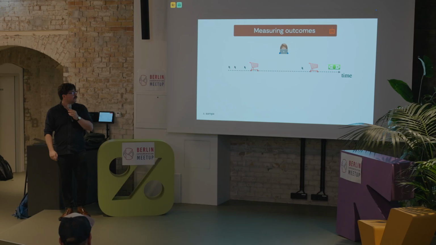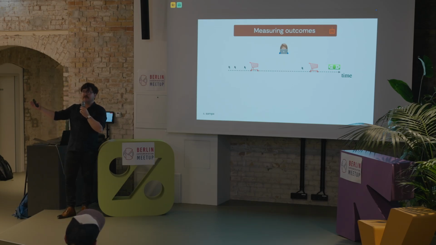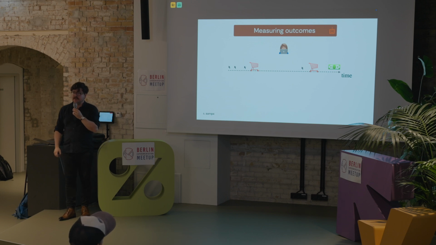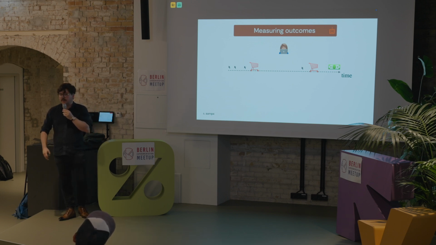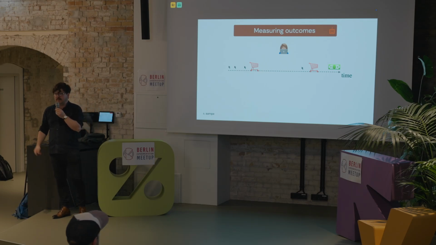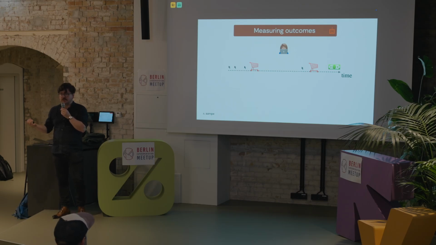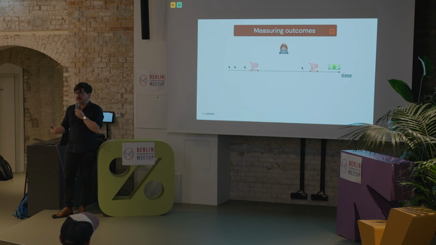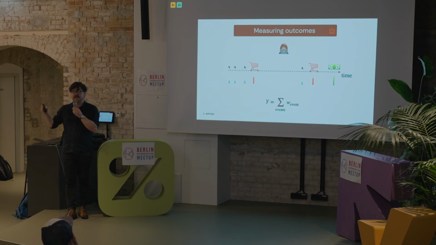So here's our end user again. There's a certain timeline. Maybe this user clicked on a couple of things. They then maybe added something to cart. There was a long period of no activity. They clicked again, they added to cart, and they bought something. Great. So how do I actually turn this into a scalar value that I can measure? Well, it's called scalarization.